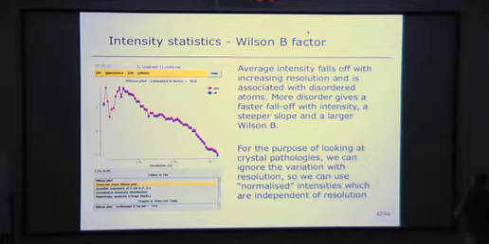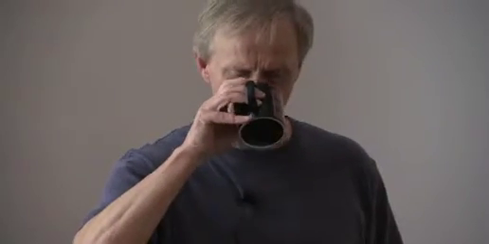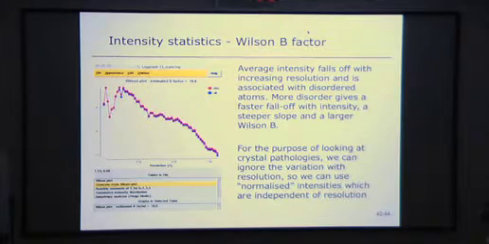If you've got more disorder in the crystal, you get a faster fall off with intensity, and so the B factor increases. It's a negative relationship. Okay. And we use what we call normalised intensities, which are the intensities that we would get if the atoms were at rest.